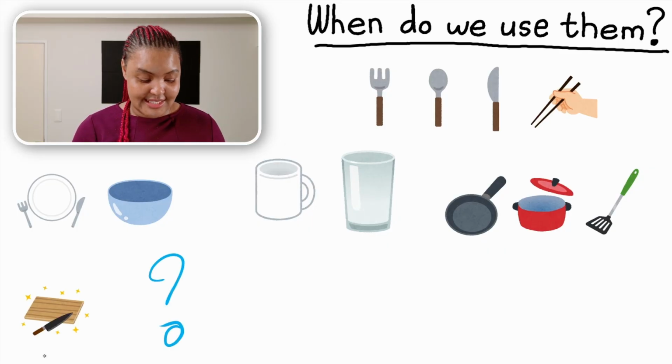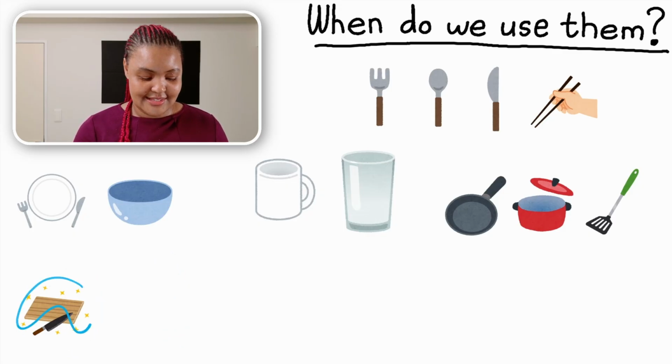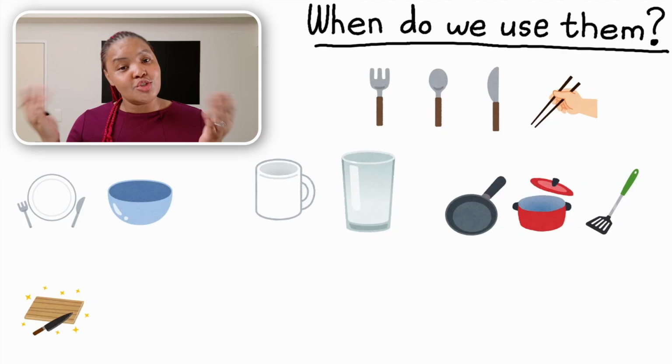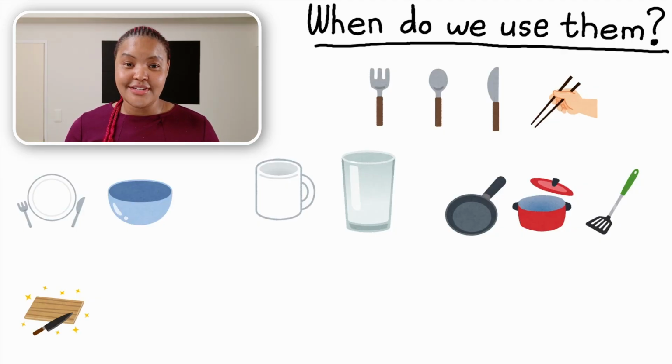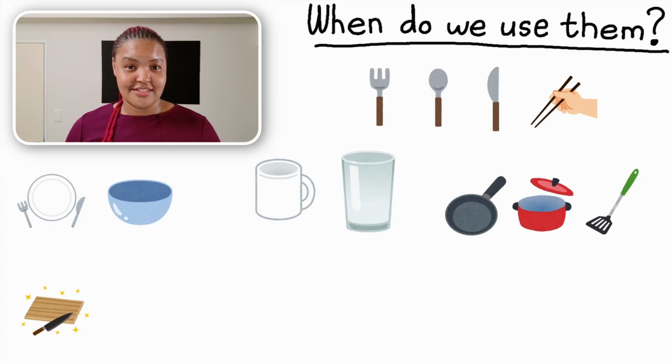What is this? This is a cutting board. A cutting board. When do we use a cutting board? When we cut vegetables and fruits for preparing food.